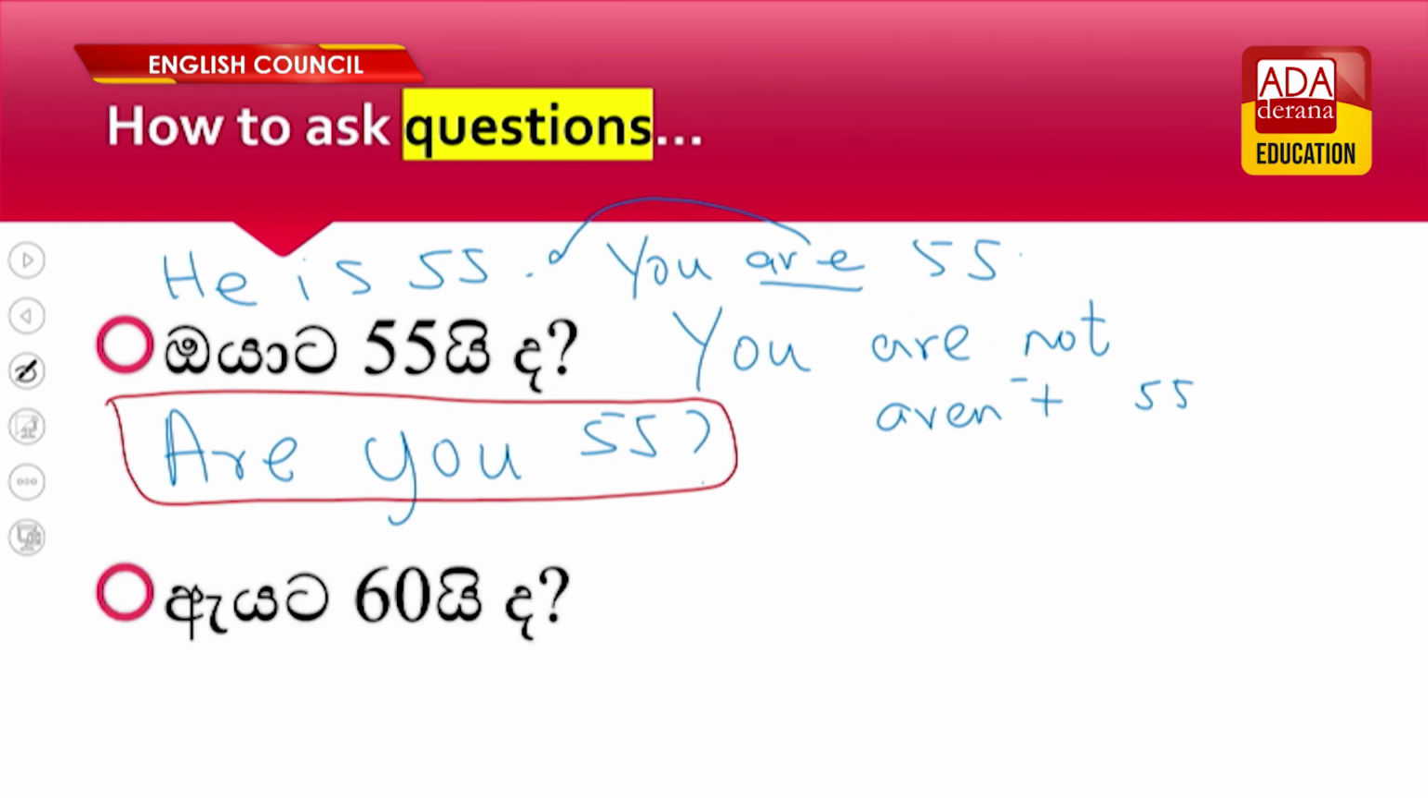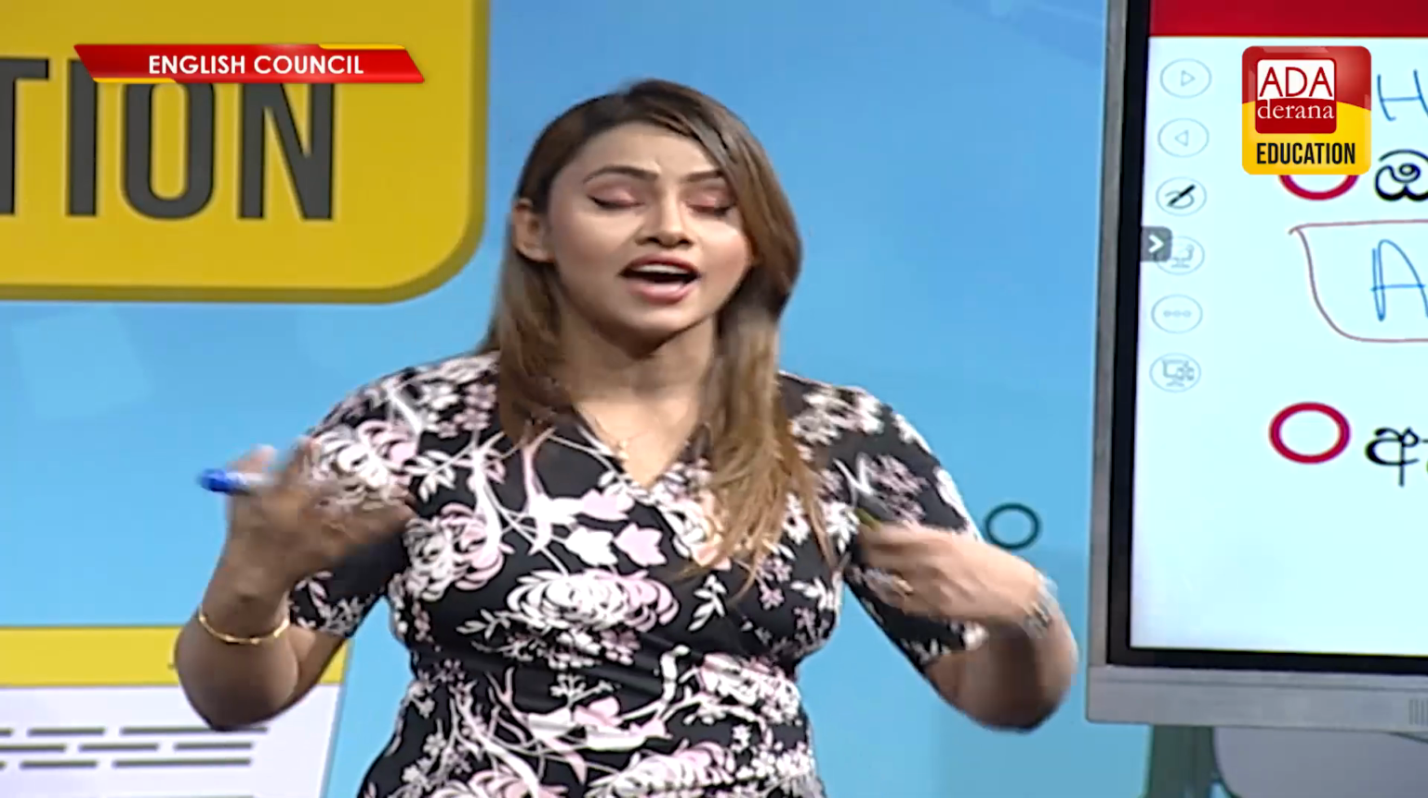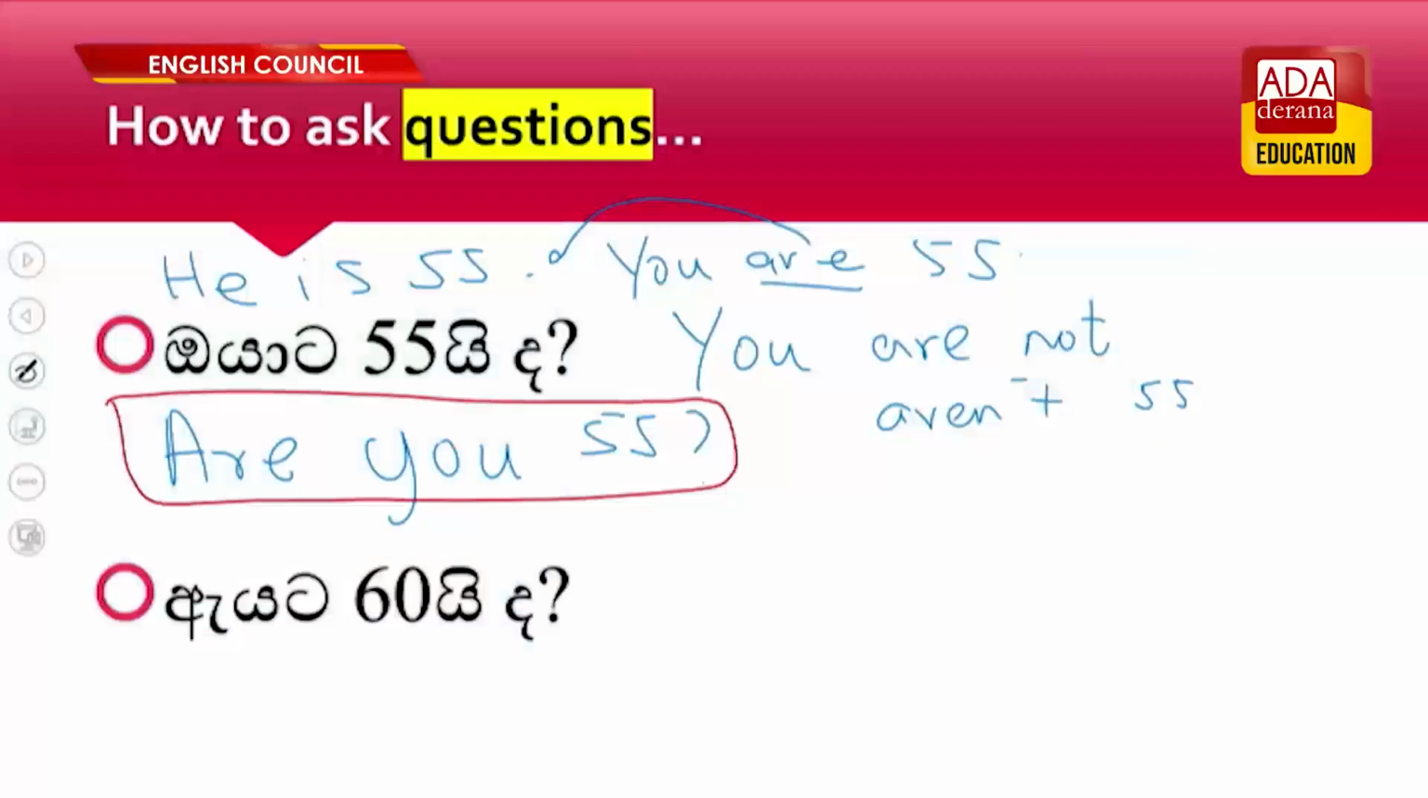ඇයට 60යිද? කොහොමද ඔයා මේකේ positive sentence එක ගන්න? අපි question එකට කලින් බලමු positive sentence එක. ඇයට 60යි. ඒ කියන්නේ වයස. Look at the screen. She is 60. Right? How to construct the negative sentence? She isn't 60.